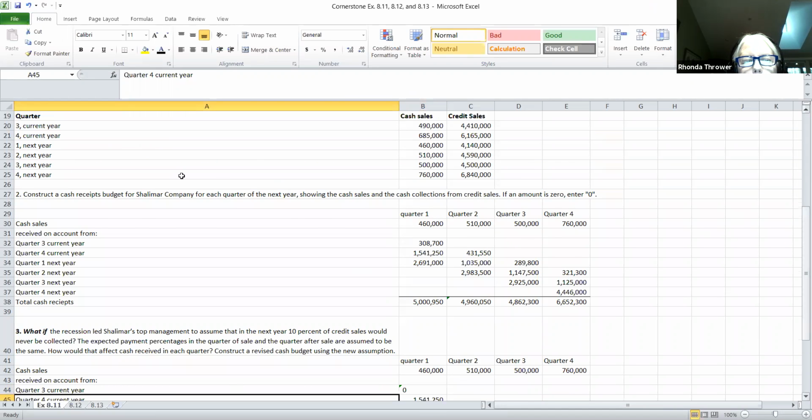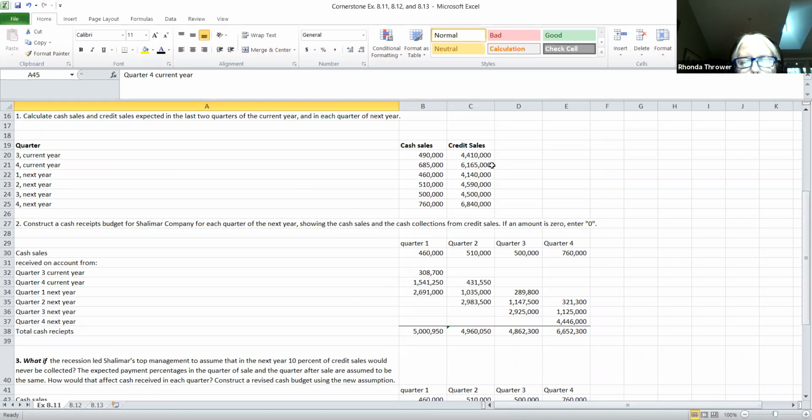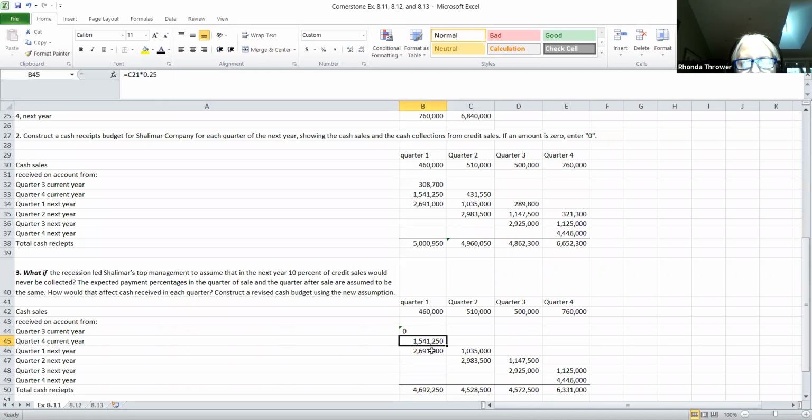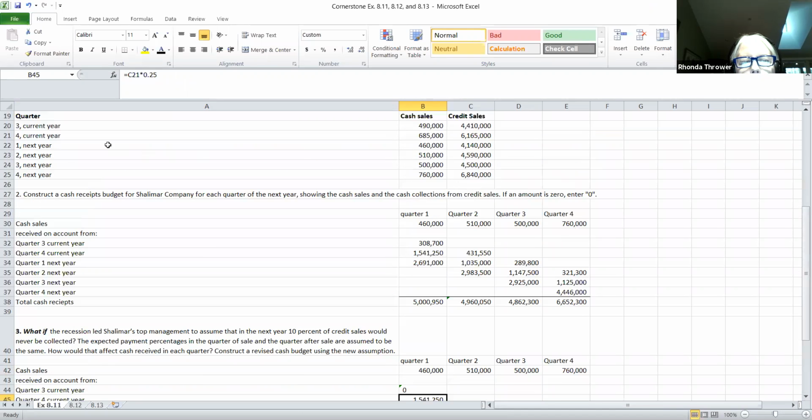Of the fourth quarter credit sales is 6,165,000. 65% would have been collected in the fourth quarter. The remaining 25% would have been collected in the first quarter. They only wanted you to show what they collected in the first quarter, which was 25% of the credit sales that were in cell address C21. So this 6,165,000 times 25% is how I got this figure right here.